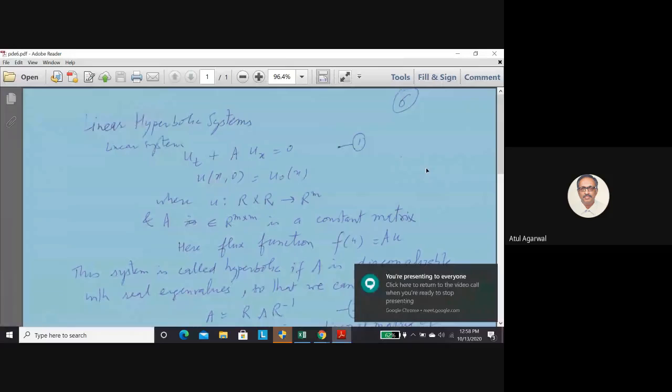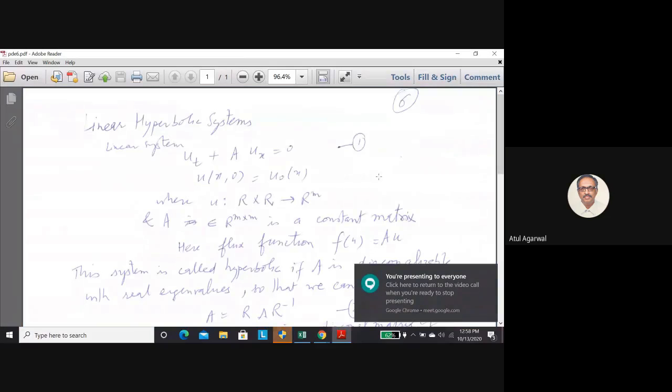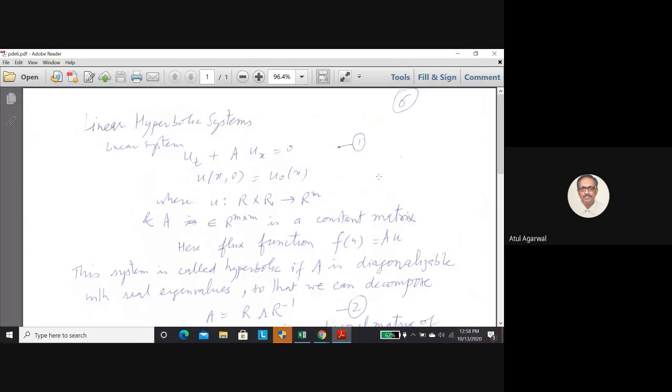So this is what I started with initially. This is a linear hyperbolic system, derivative with time plus some matrix A into ux. These u's are vectors. This may be some density, velocities. So this is not just a single variable. It is a vector. That is why your A is a matrix. Had it been only a single variable, it would have been a simple constant.